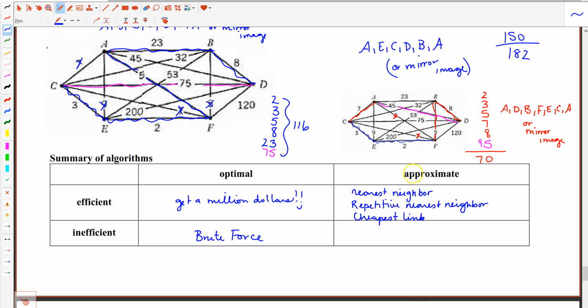Okay, so the fact that these are called approximate algorithms means that they do not guarantee to get us the optimal solution. They get us what is known as the approximate solution, which we hope is relatively close to the optimal solution, and we can run through them very efficiently.